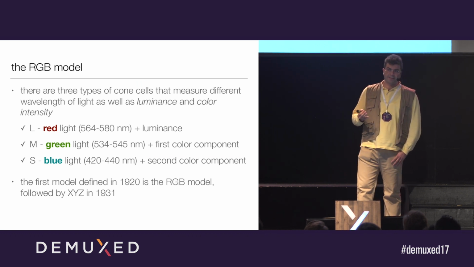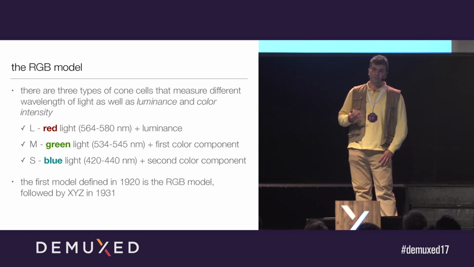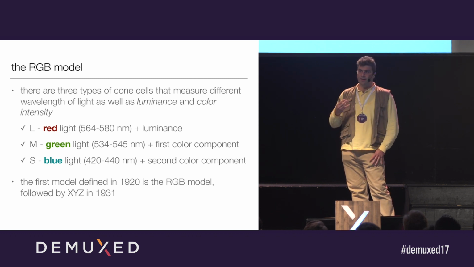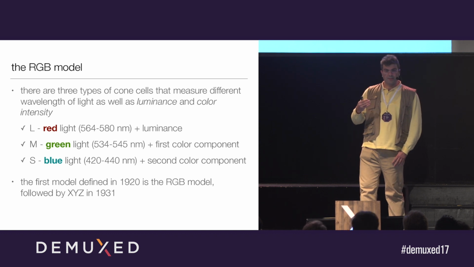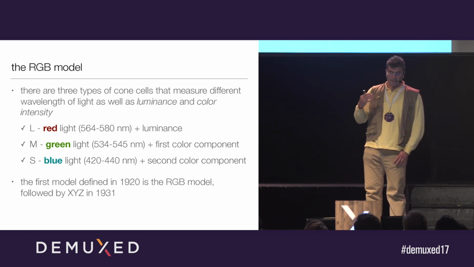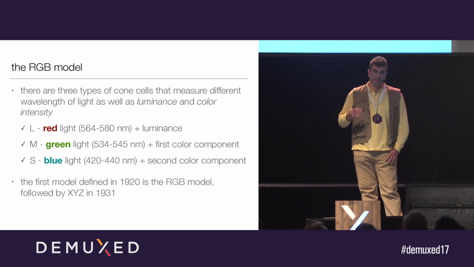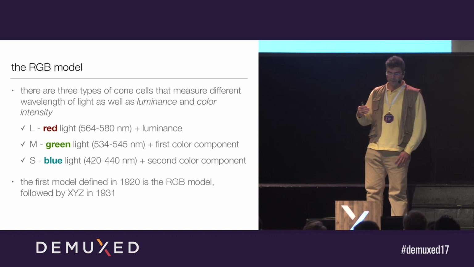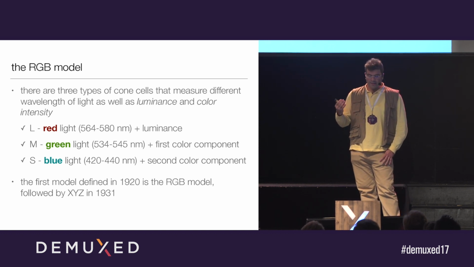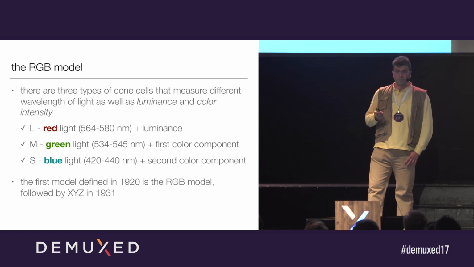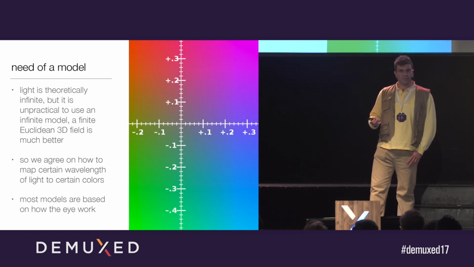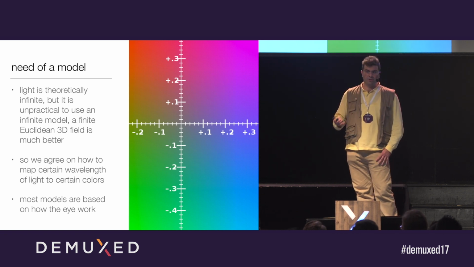This has inspired us to create the RGB model. There are different cones that capture different wavelengths of light, and we subdivided these cells into three categories, LMS, that capture red, green, and blue, respectively. And so we created, in 1920, the RGB model. A model is kind of the language that we have when we speak about color.